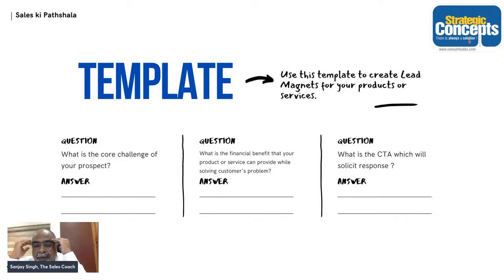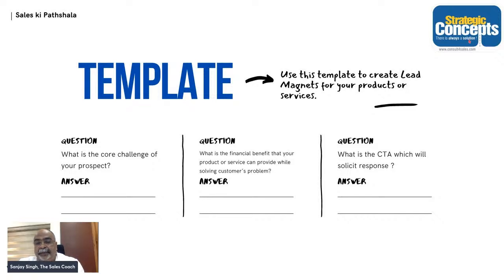Then ask the question in your mind. What is the financial benefit that your product can give to the customer? And the answer to that question, write in the form of a question to the customer. And then ask the question in your mind, where is the CTA which will solicit response? And then in the answer, write the CTA.